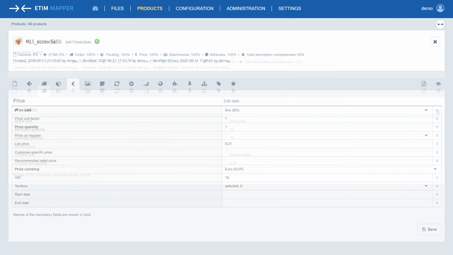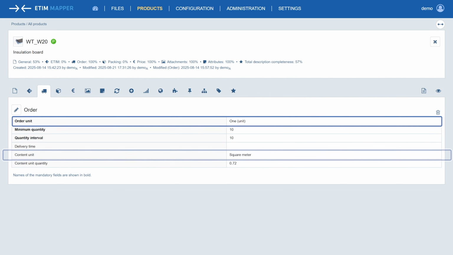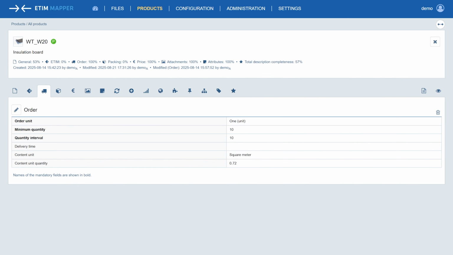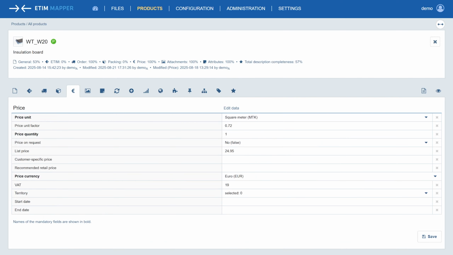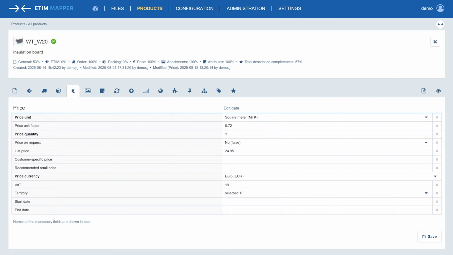Finally, let's take the insulation boards. They are ordered as single pieces, but the price is expressed per square meter. Since the price unit square meter is not the same as the order unit piece, 1 unit, the price unit factor must link the 2 values. In this case, the board has a factor of 0.72, which corresponds to the area of one board.